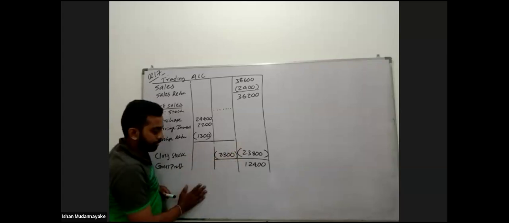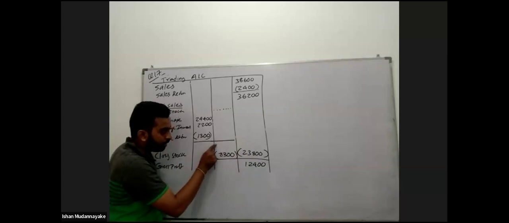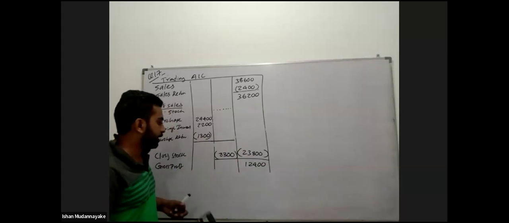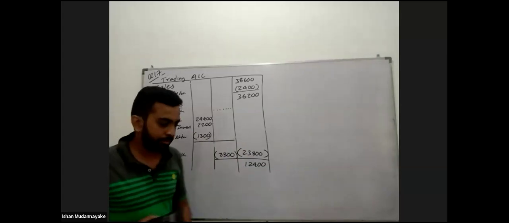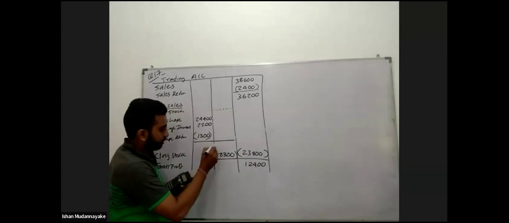Then backward. 23,800 plus 8,300. Here, stock presented for the sale. Dakshani, how much? 23,800 plus 8,300. How much, Dakshani? 32,100.